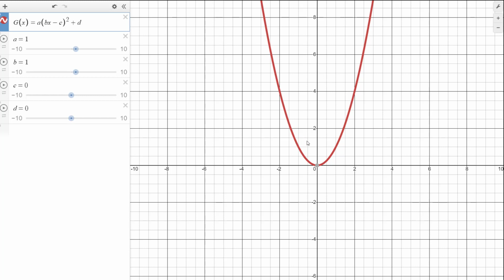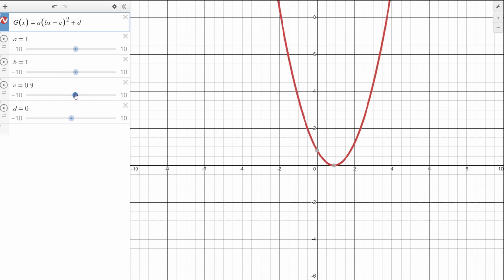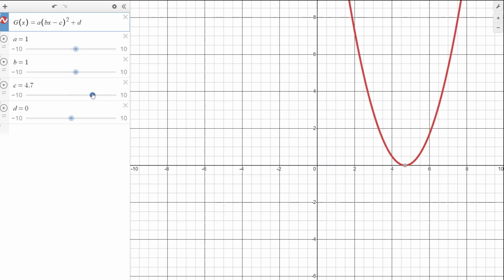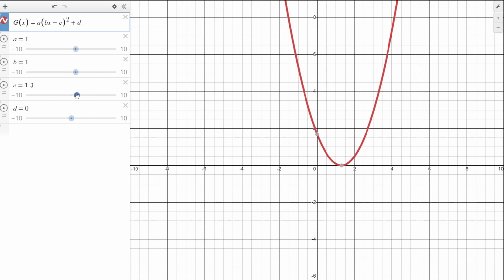Do remember that when you are adding to an input value, you are shifting to the left here, and when you are subtracting from an input value, you are shifting to the right. Look here. I am increasing the value by which we are subtracting. I am subtracting c. As I increase the value by which we subtract, I am moving to the right.